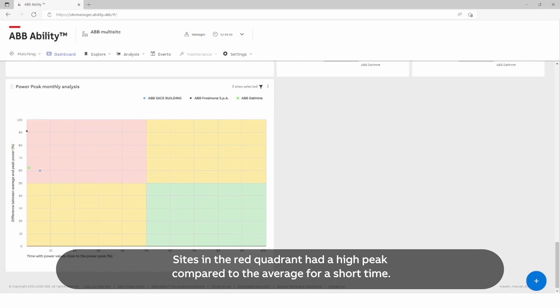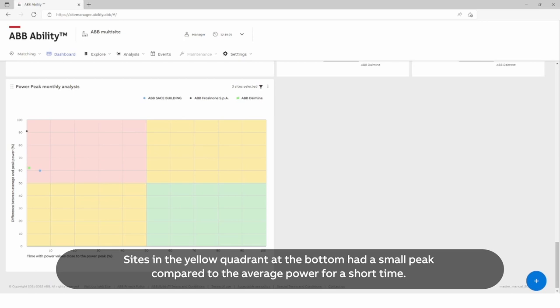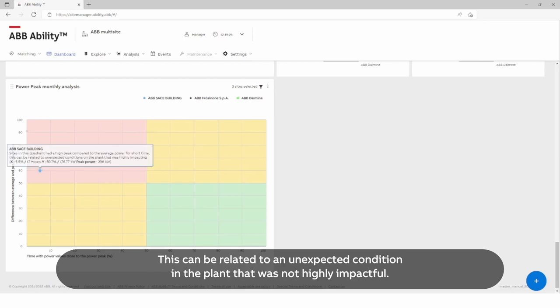Sites in the red quadrant had a high peak compared to the average for a short time. This can be related to unexpected conditions in the plant that had high impact. Sites in the yellow quadrant at the bottom had a small peak compared to the average power for a short time. This can be related to an unexpected condition in the plant that was not highly impactful.